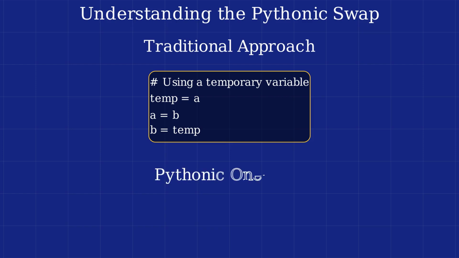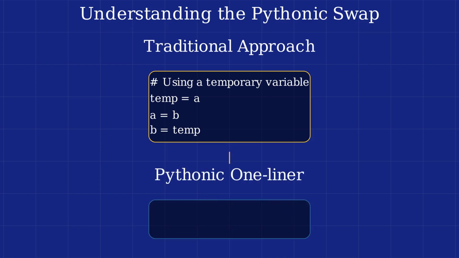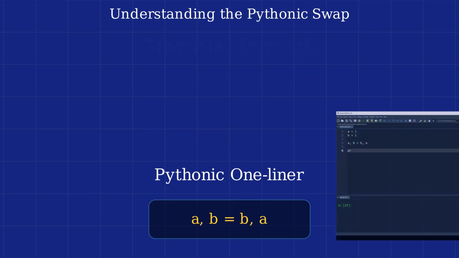But Python offers a much more elegant solution, a one-liner. Simply write a, b = b, a. This concise syntax is the standard and most Pythonic way to swap variables. This swap syntax is widely used in real-world Python coding. Let's see how it works in an actual IDE environment.